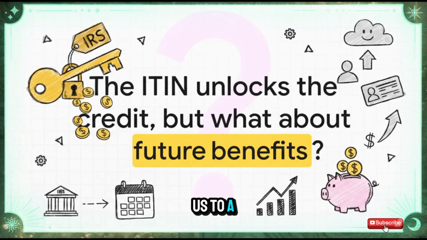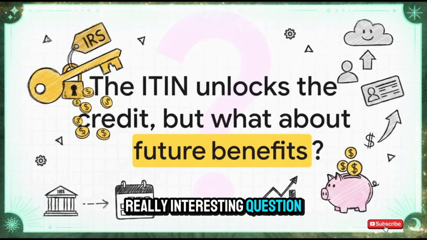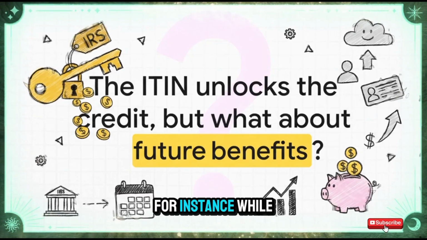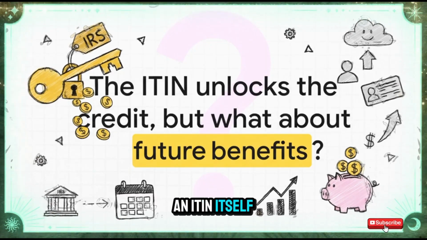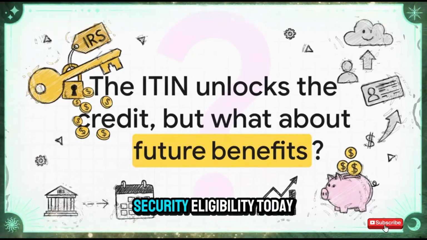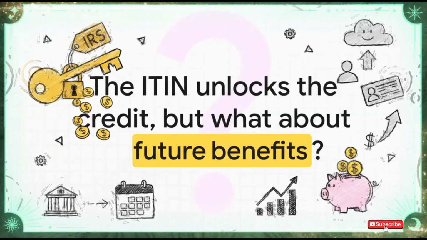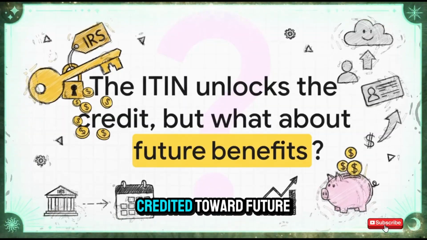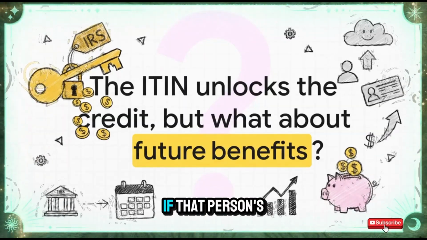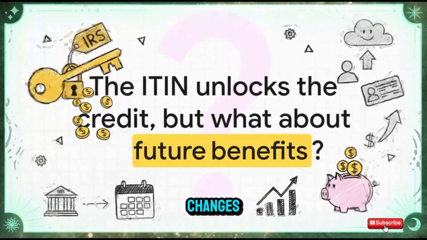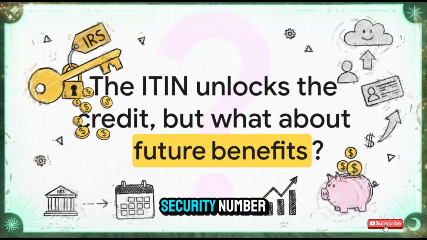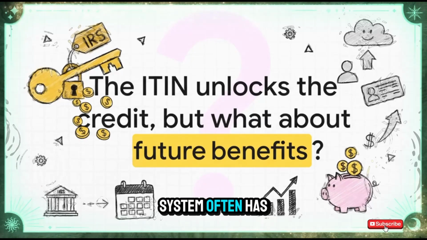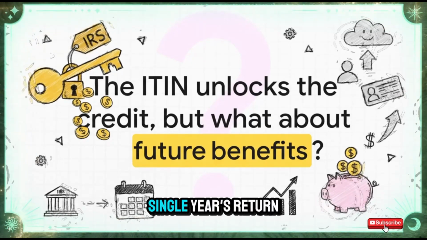But that leads us to a final really interesting question. What other effects does this have down the line? For instance, while an ITIN itself doesn't grant Social Security eligibility today, any earnings reported under that number could potentially be credited toward future benefits if that person's immigration status ever changes and they eventually get a Social Security number. It's just a powerful reminder that the tax system often has impacts that reach way beyond a single year's return.